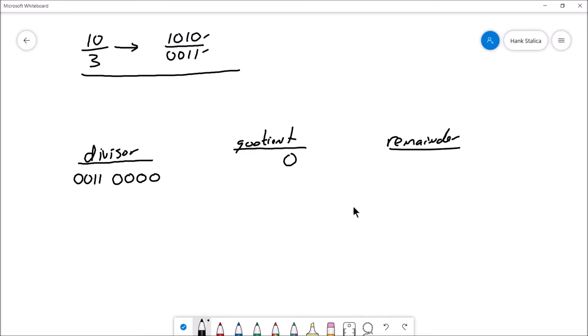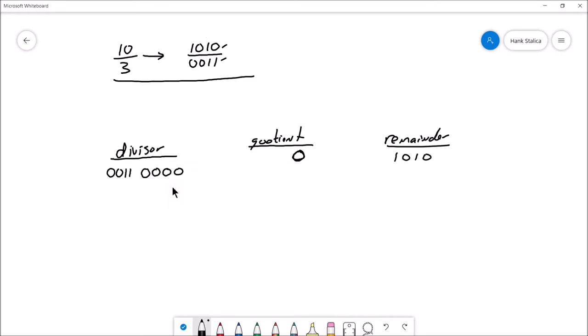Let me go ahead and fix that. So to the 1010. Okay, so let's go ahead and walk through the example.